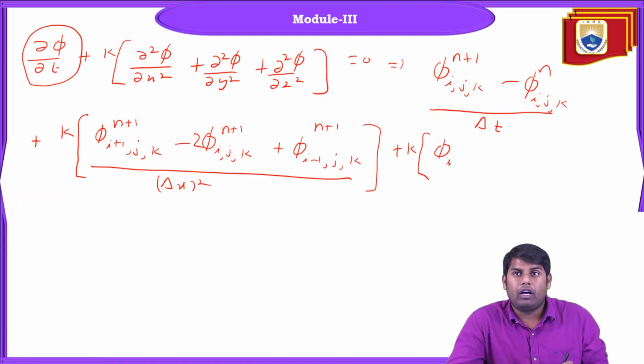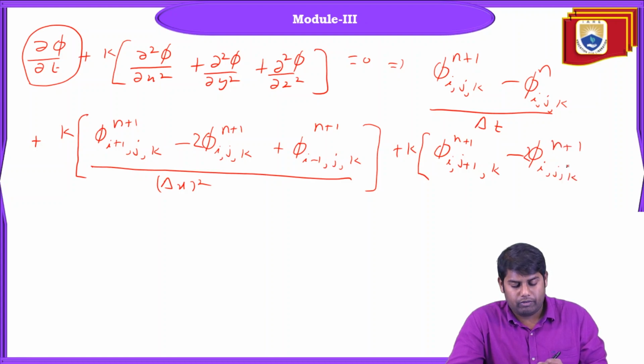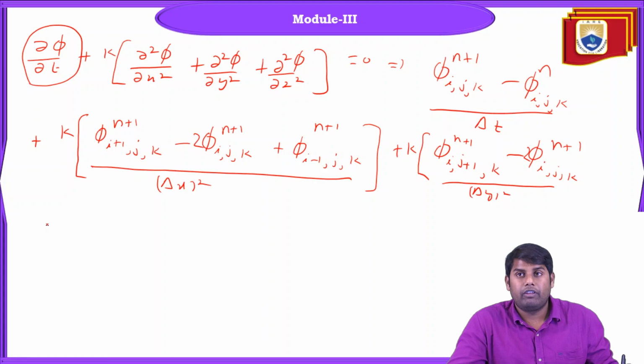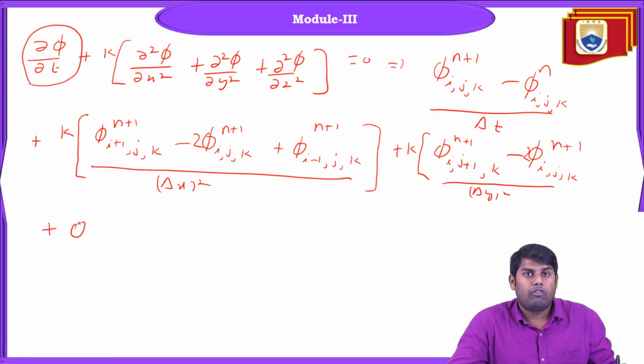Plus k into, the second term we will write next: phi of i comma j plus 1 comma k to the power of n plus 1 minus 2 phi of i comma j comma k to the power of n plus 1, which is divided by delta y square. Here the extra term we write is plus phi of i comma j minus 1 comma k to the power of n plus 1, which is divided by delta y square. So this is what we have.